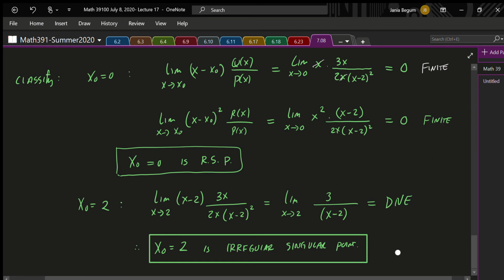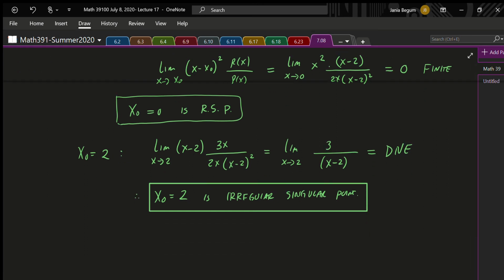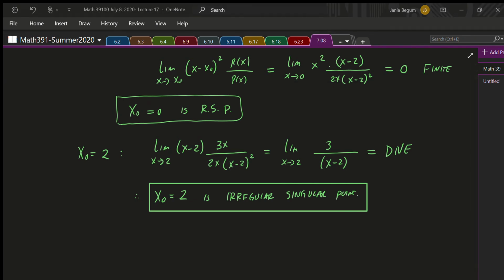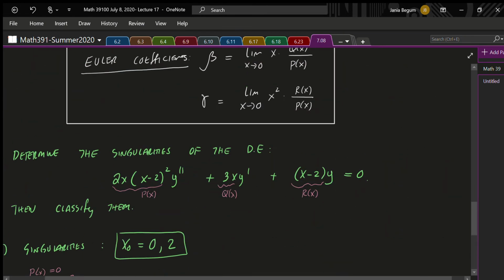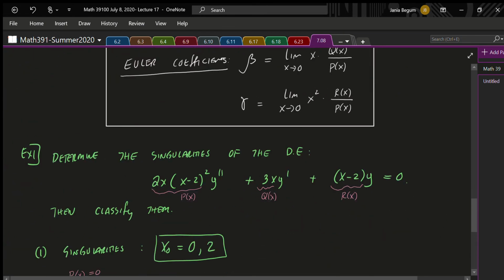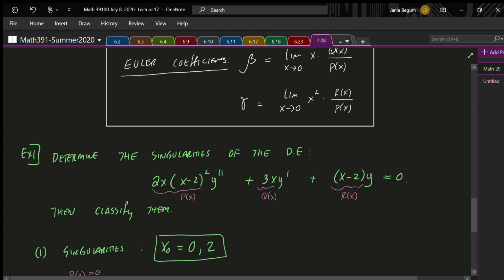Okay. All right. Let's do another example. Let's check this one out. So again, same direction. So let me see if I can copy this. We want to determine what the singular points are and then classify them.